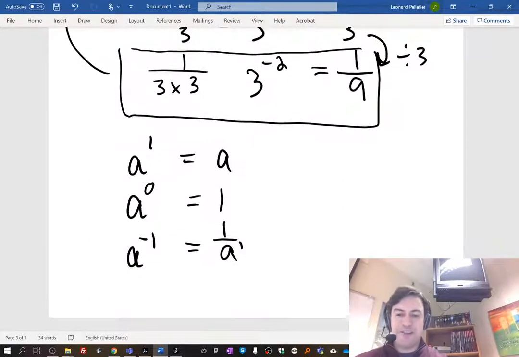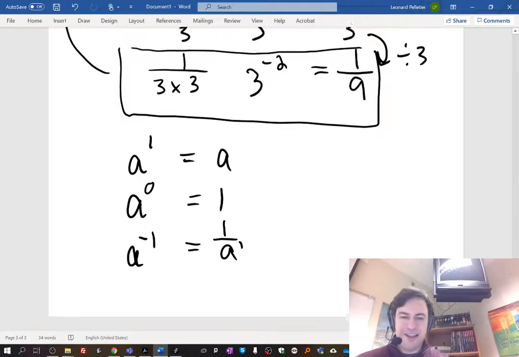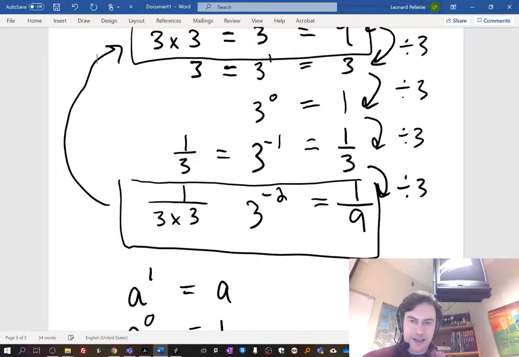Let's go do another example. This is really complicated stuff, not going to lie. Just complicated stuff.